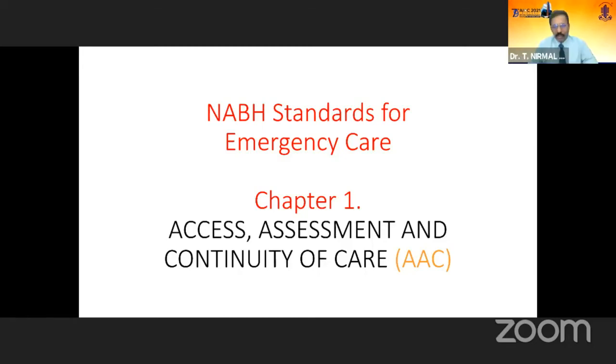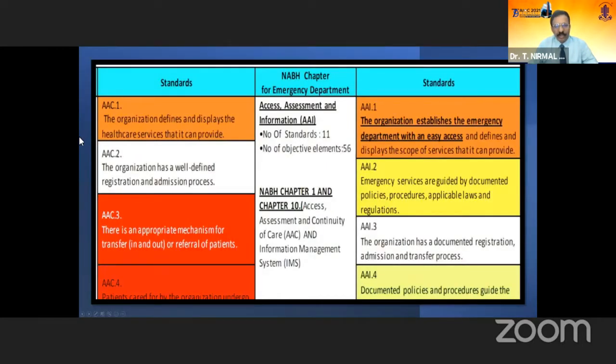So this talk is about NABH standards for emergency care. As you all know, NABH has prescribed standards for every aspect of medical care, and it is divided into 10 chapters. The first chapter is on access, assessment, and continuity of care. This is how it is modeled: the chapter has standards, and the standards have objective elements.